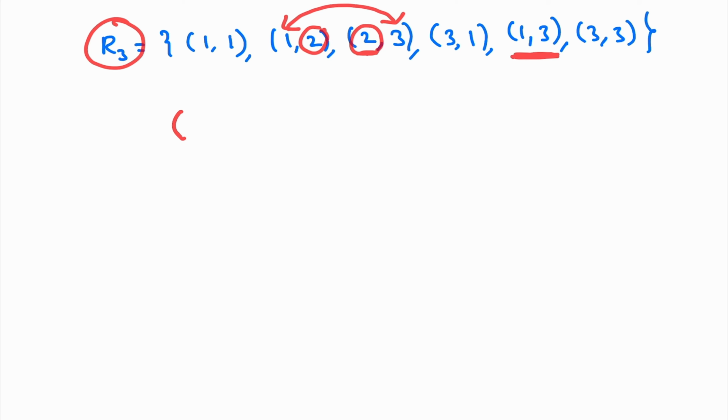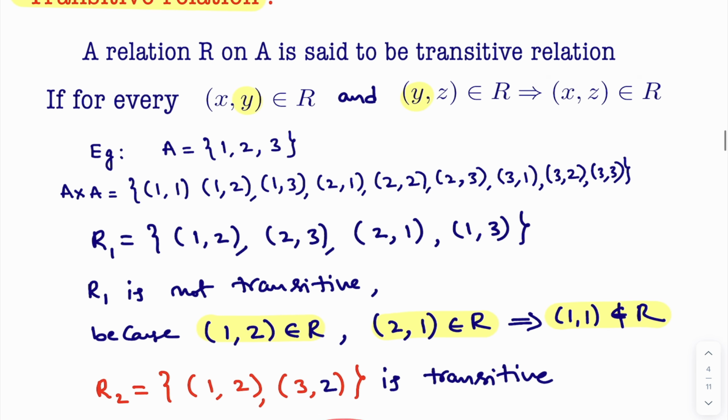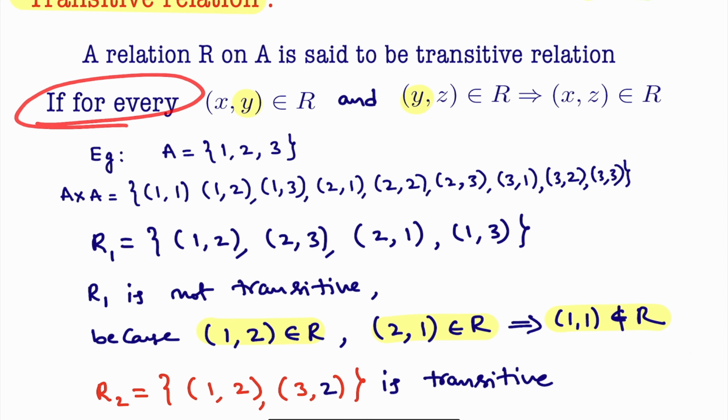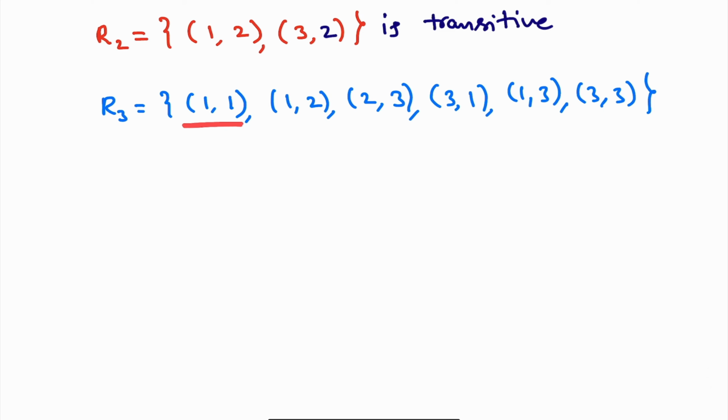See, you cannot say this relation is transitive because of this example. 1 comma 2, 2 comma 3 implies 1 comma 3 belongs to the relation. That's why this is transitive. If you say like that, it is wrong. You need to check every such pair of ordered pairs. I checked this. This passes the transitive test.